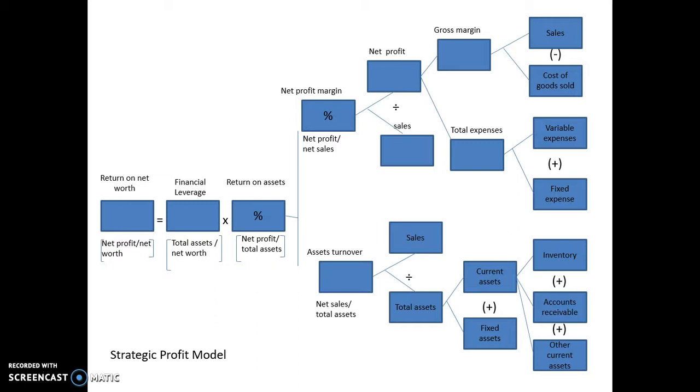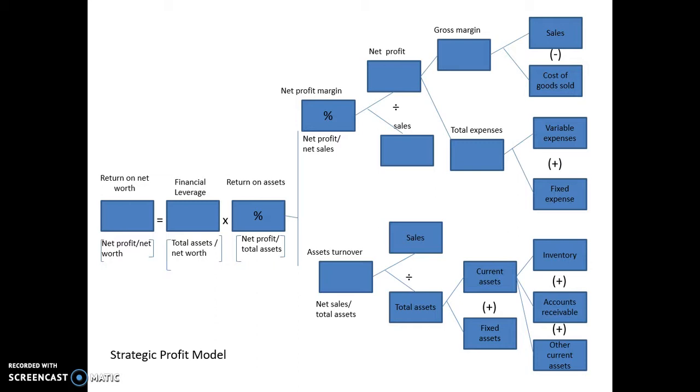So a strategic profit model says that if we calculate the return on assets and multiply it by the financial leverage, then we'll be getting the return on net worth. Return on net worth is net profit divided by the net worth. So let us begin with the two ends of this particular model.